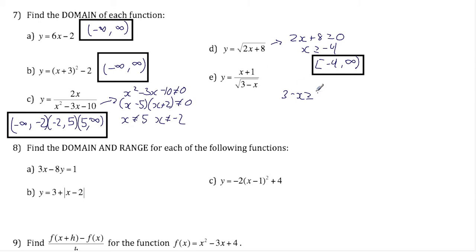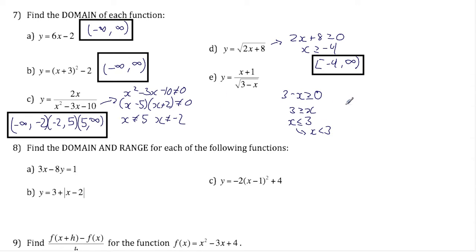3 minus x is greater than or equal to 0. So we're going to get, if I switch this around, 3 is going to be greater than or equal to x. And if I write that like this, x is less than or equal to 3. However, if x is 3, I get 3 minus 3, which is 0. That's not going to work. So that means that x is going to be strictly less than 3.